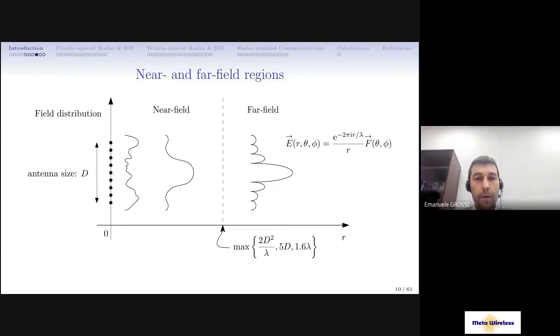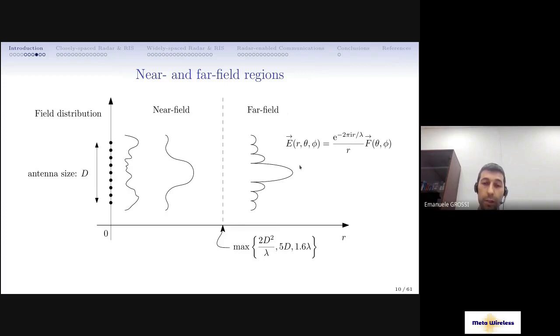Let us now talk about the antenna field. The space surrounding the antenna is usually subdivided into two regions, the near field and the far field regions. The near field can in turn be subdivided into the reactive near field and the radiating near field. In the far field, the electric and magnetic fields vary with the radial distance as e to the minus 2 pi j r divided by lambda, divided by r. So this is basically the coefficient that characterizes a spherical wave factor, times a function that is only dependent on the angular coordinates.